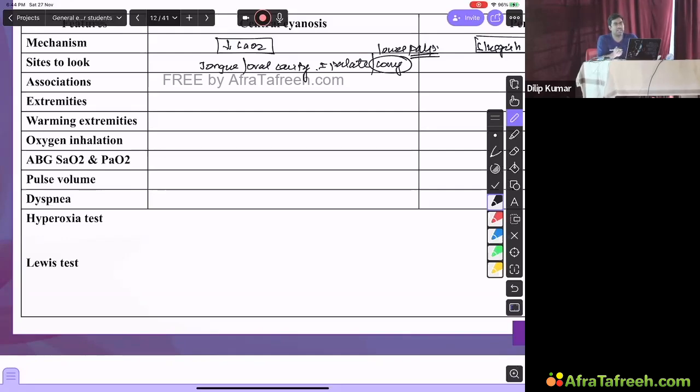So it doesn't mean a central cyanosis patient will have only central cyanosis and not peripheral. They might have associated peripheral cyanosis also. But if you have it in the tongue and oral cavity, you can be almost always sure it's central cyanosis. Maybe in the inner aspect of the lips, ideally it's the oral cavity only, so that goes towards central cyanosis. And the palpebral conjunctiva also more often goes towards central cyanosis.